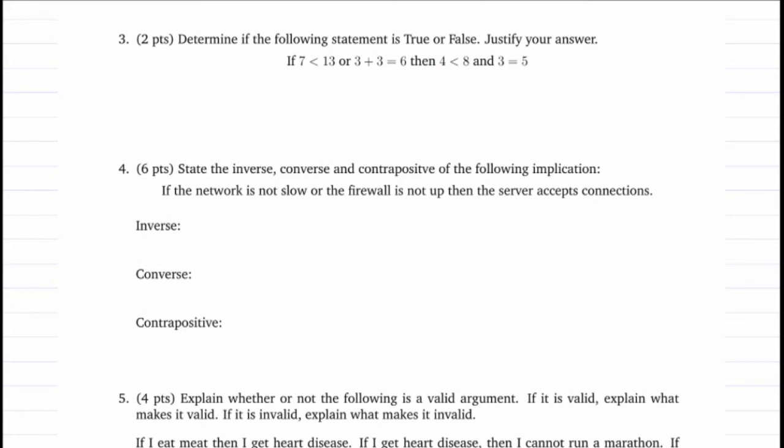This one's fairly simple. It's saying determine if the following statement is true or false. It says if 7 is less than 3 or 3 plus 3 equals 6, then 4 is less than 8 and 3 equals 5. We see the if then right here, so we know there's going to be an implication, and we also see there's an or. So basically what we have is an or that's implying an and.